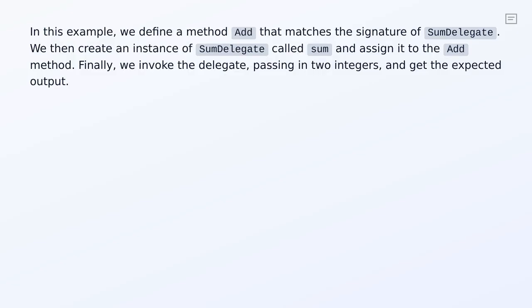In this example, we define a method add that matches the signature of SumDelegate. We then create an instance of SumDelegate called sum and assign it to the add method. Finally, we invoke the delegate passing in 2 integers and get the expected output.